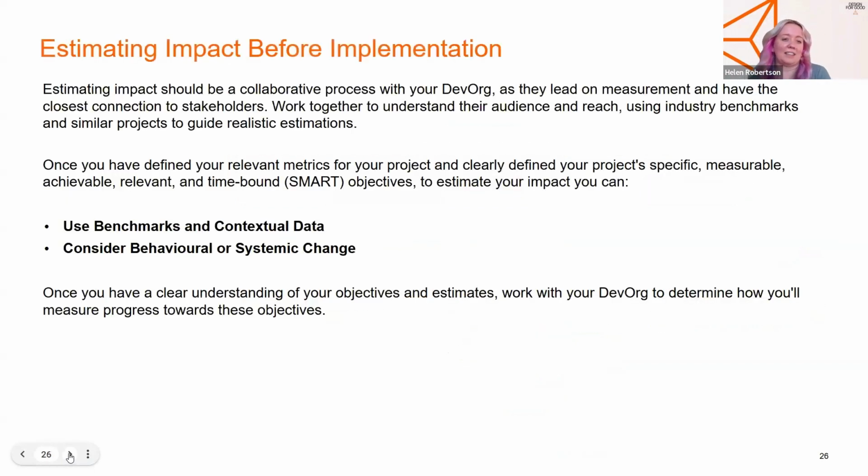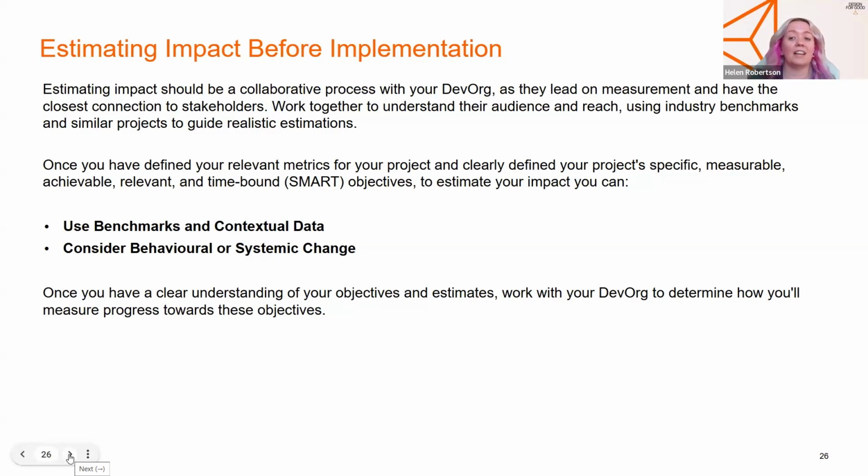If we move to the next slide, then I just want to touch on estimating impact before implementation, because this is something we're asking of you in your next submission, for you to estimate the impact of your project. And so estimating impact should be something that you do together with your dev org partner, as they're going to ultimately be who takes the lead in measuring the impact. They are the ones with the connections to the stakeholders on the ground. So work with your dev org to understand their audience and reach to help you come to a realistic figure.